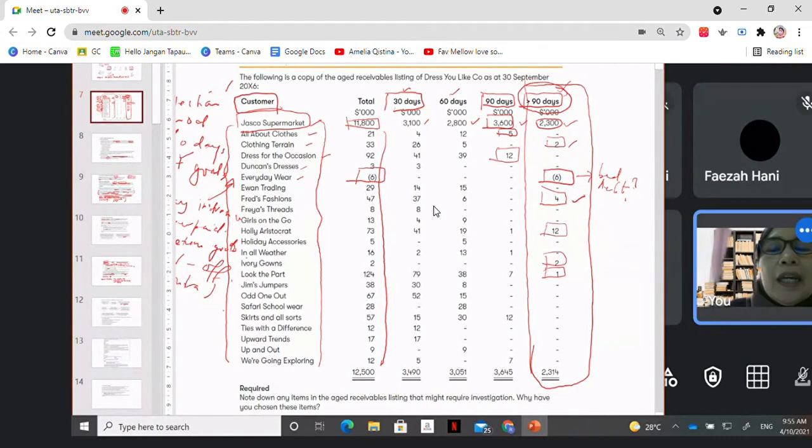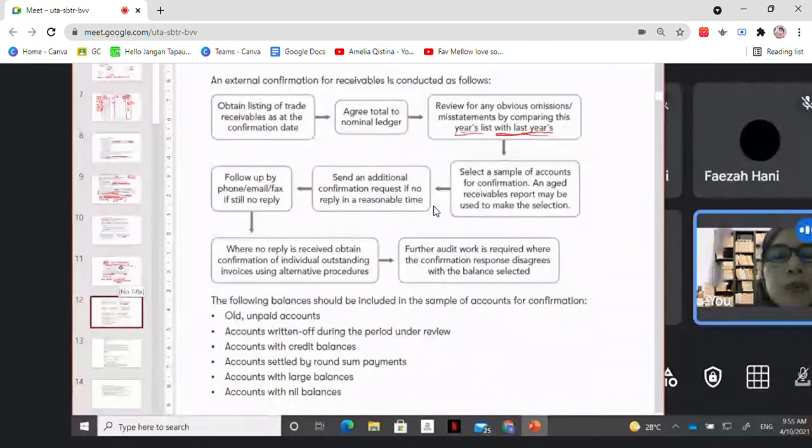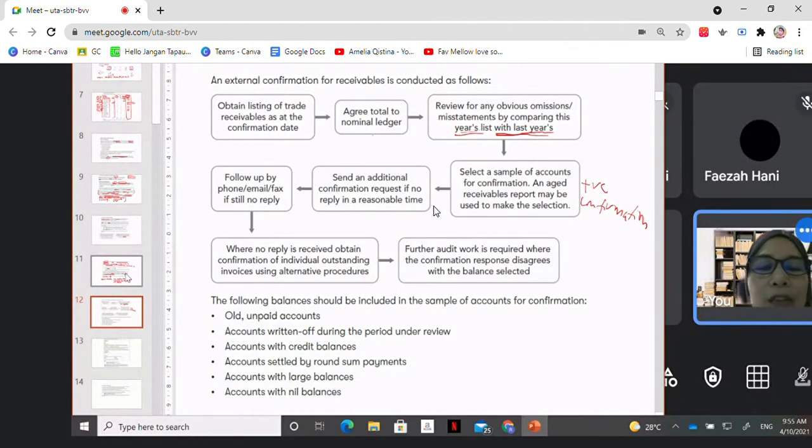Okay, and we try to confirm to this overdue for 90 days. Okay, so yang tu kita pilih. So kita hantar what type of confirmation. So maybe kita pilih to send the positive confirmation. Okay, so what is a positive confirmation?